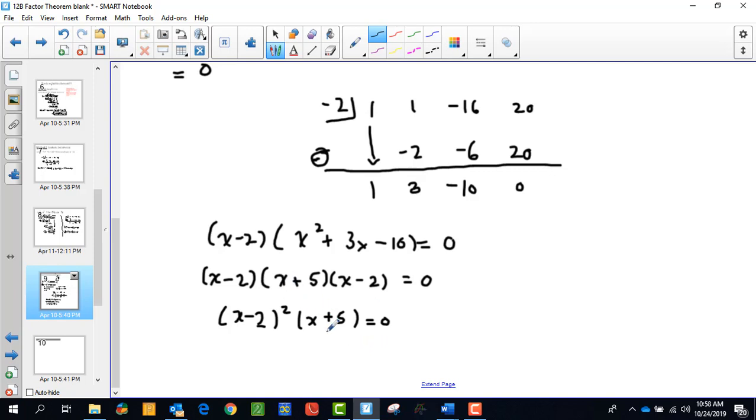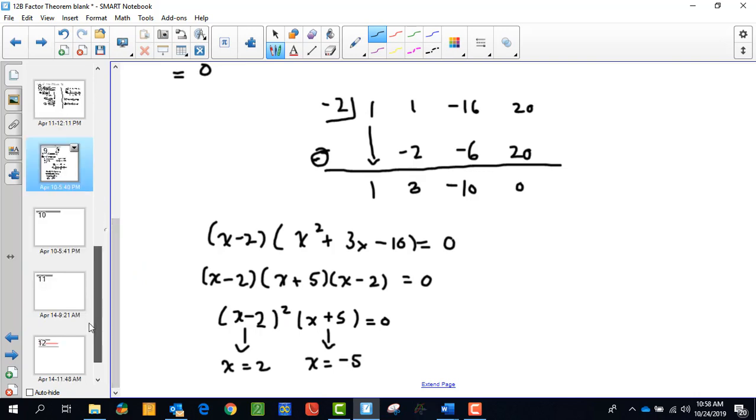So then if I'm trying to solve this, then the answers are just x is 2 or x is minus 5, because one of those two values has to be 0. If you're multiplying two numbers together to get 0, one of them has to be 0. Okay? So that's the idea.